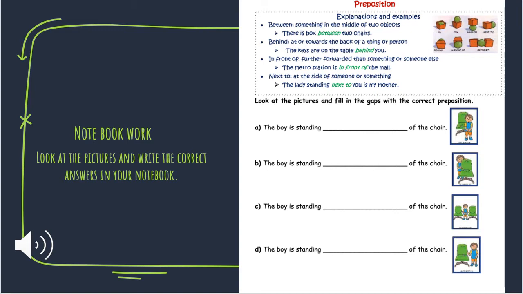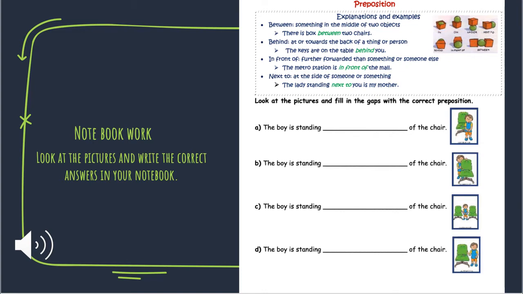Behind will be used for an object that is at or towards the back of something or someone. That means when something is at your backside, that time you have to use behind. As an example, you can say, the keys are on the table behind you. In front of will be used for an object that is further forward than something or someone. As an example, you can say, the metro station is in front of the mall.